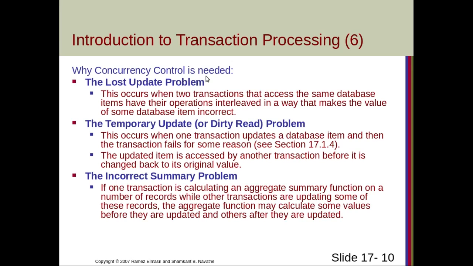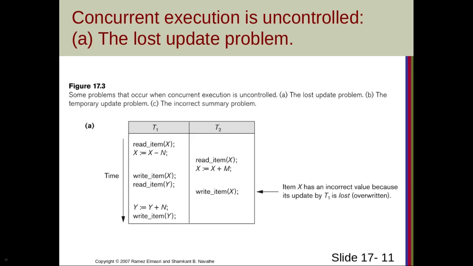Now the next one is the incorrect summary problem. If one transaction is calculating an aggregate summary function on a number of records while other transactions are updating some of these records, the aggregate function may calculate some values before they are updated and the others after they are updated. So I will show you an example.